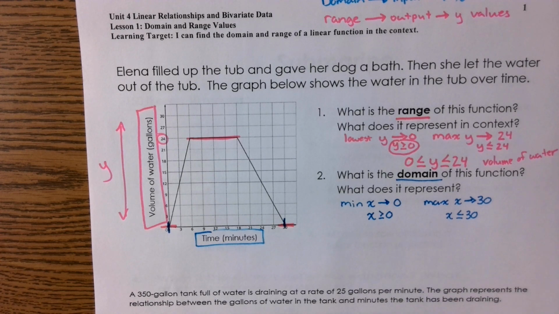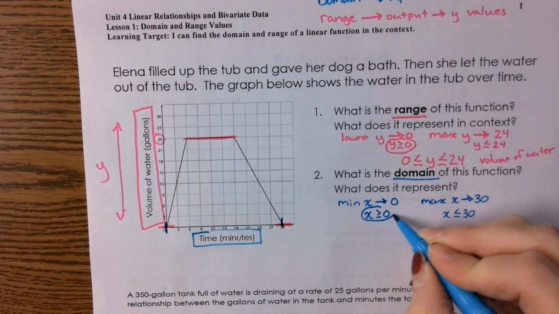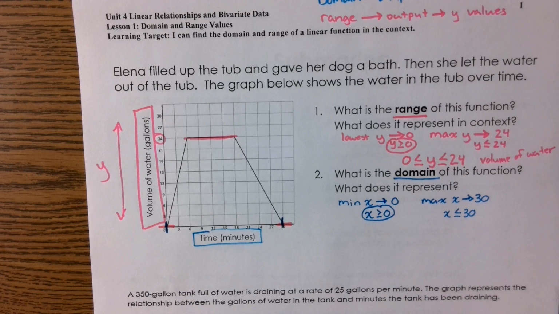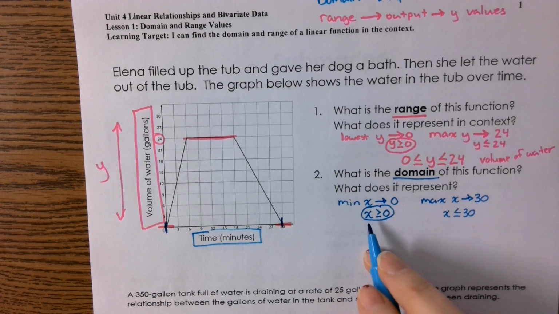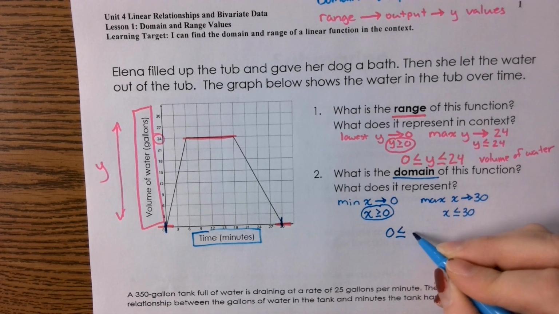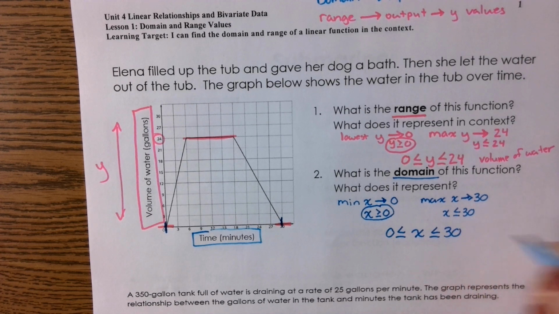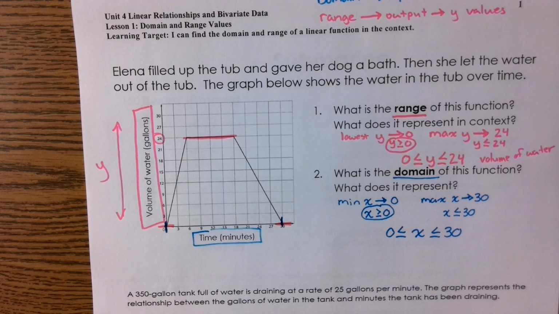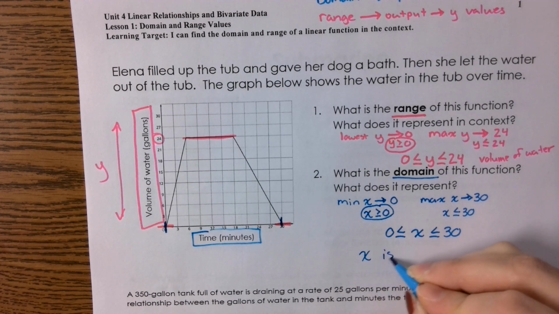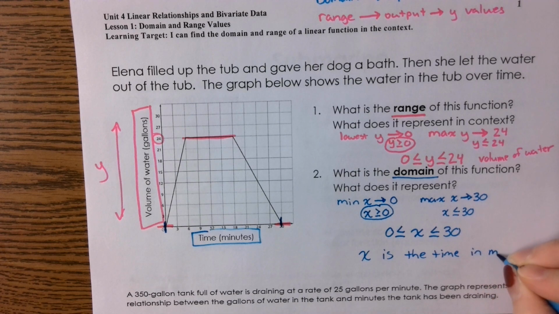Okay? If we were to write that as a compound inequality, all we have to do is flip one of them. We typically flip the one that's going to be on the left side. So we're going to rewrite and flip this. So instead of it saying x is greater than or equal to 0, we're going to say that 0 is less than or equal to x. And then we piece this with it, which is less than or equal to 30. Okay? And then what does the x represent again? The minutes, right? The time. So x is the time in minutes.